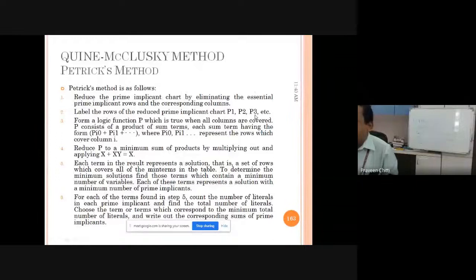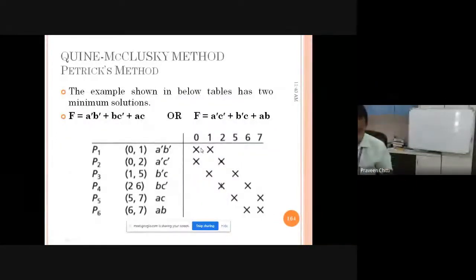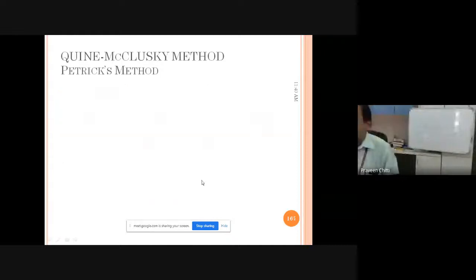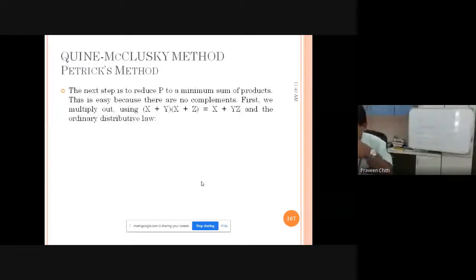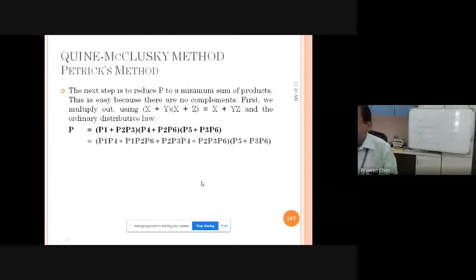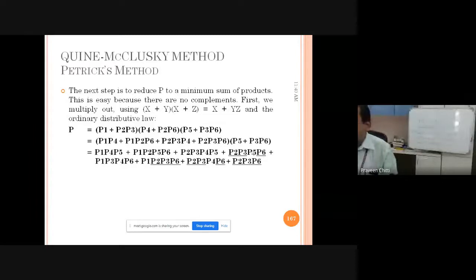You write P1, P2, P3, then take the OR operation. The same example is given here: 0, 1, 2, 5, 6, 7, whatever example I have taken there, the same thing is explained here again, right? And how you get those two solutions is given in this Petrick's method example also. So you have to use the Boolean simplification technique to simplify it, and take the minimum terms out of it. See one more example.